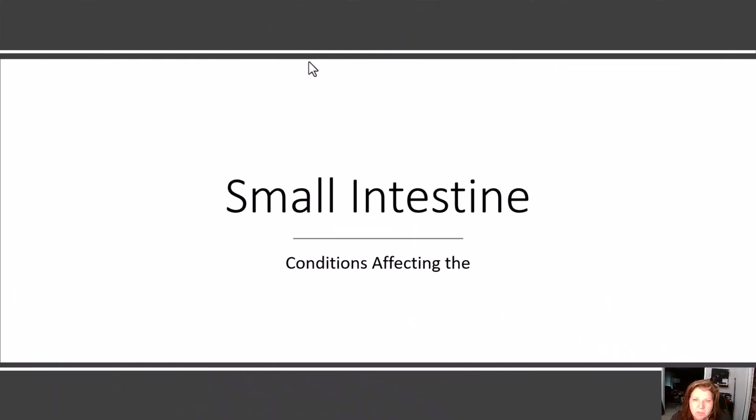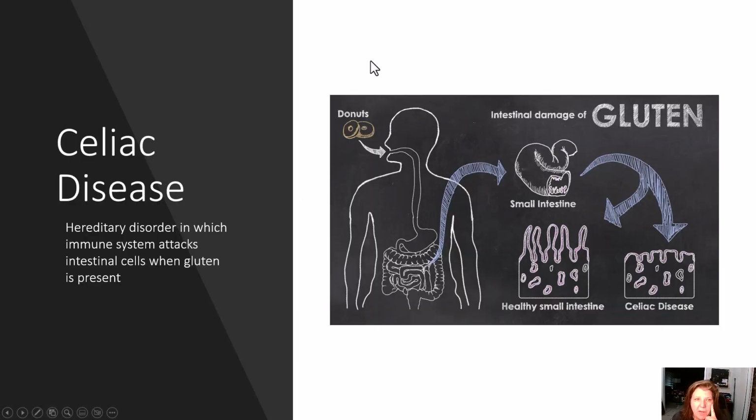All right, so now let's move into the small intestine. These are several conditions that affect the small intestine, and you'll notice that this is going to include more malabsorption, but not necessarily specific to fat. So we're going to have some different issues that are in play with the small intestine. The first one that pops up is celiac disease, and this is probably one that you've heard of before.